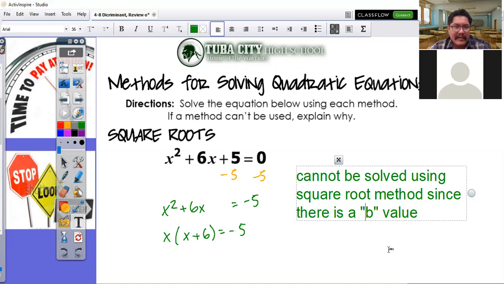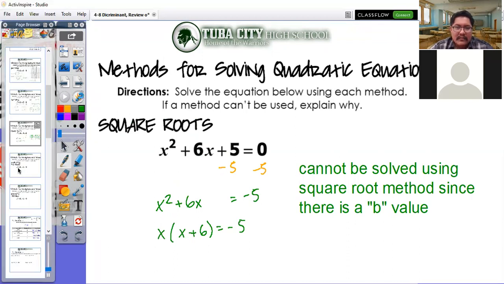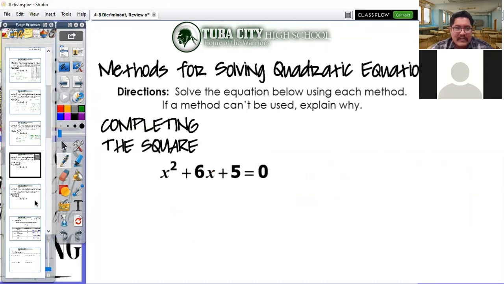But just remember, okay, let me just, because I know I said a lot of confusing things on this slide. Square roots can only be used when you do not have a b value, which in this one has a b value, so we cannot use square root method. So we're going to go ahead and just leave that for this one here. So let's go ahead and move on to the next one, and this was the one I almost did.